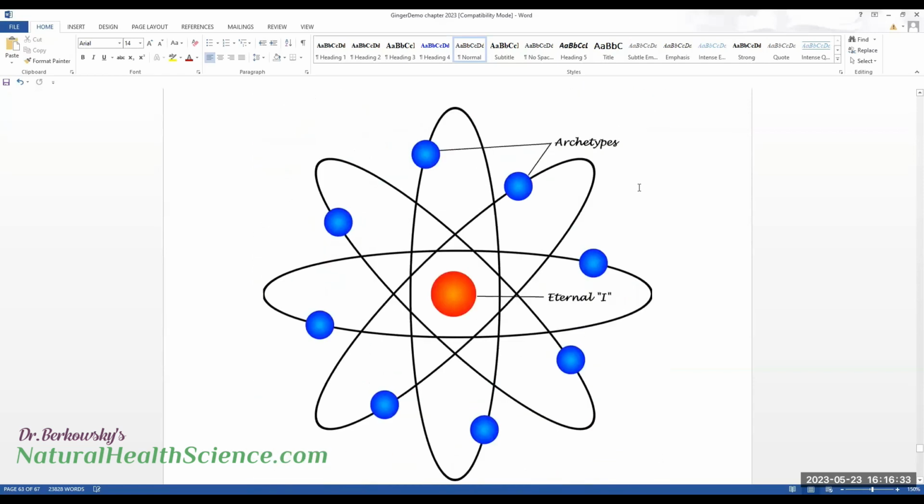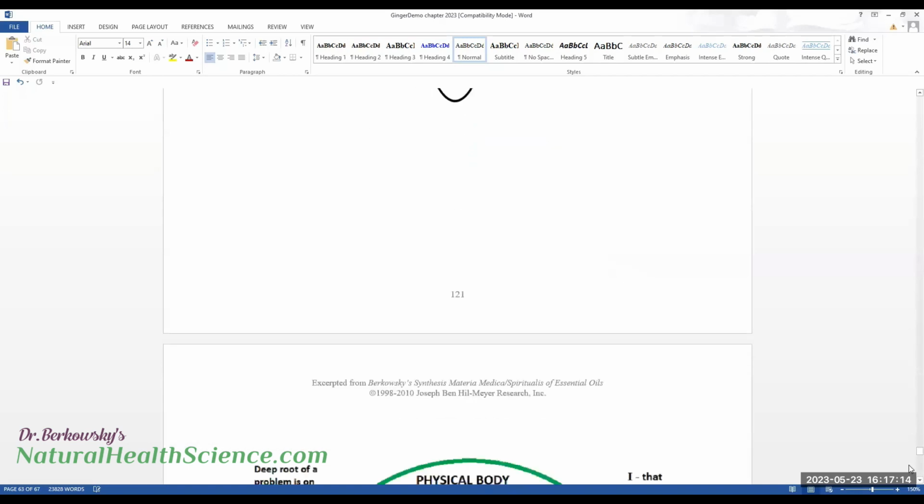So if we look at this diagram here, this is an atom, obviously, and this is the nucleus of the atom. And what I've done here is I'm comparing this to your soul and cell structure. And this is the nucleus of the atom, which is the part of the atom that basically is the center point of its operations. I'm comparing it to the eternal I, the immortal I here. And these electrons, which is what these are, and if this was a chemistry class, these are the electrons in their orbits, are the archetypes. So let's move on and see, well, what does that mean? What are archetypes and why are we interested in that?